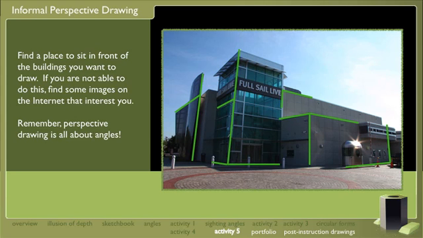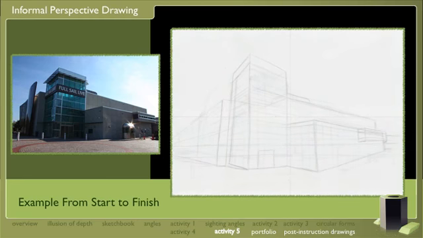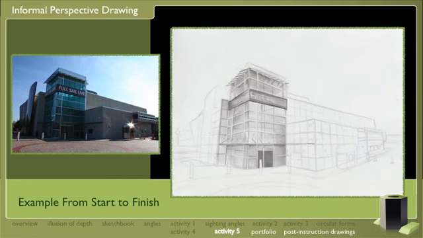Just remember that although it seems easier to draw from photographs, it is better for you to draw from real life. Take your time with this activity. Do at least 5 gesture drawings before beginning your final. Use horizontal and vertical lines to help you correct the angles you see.